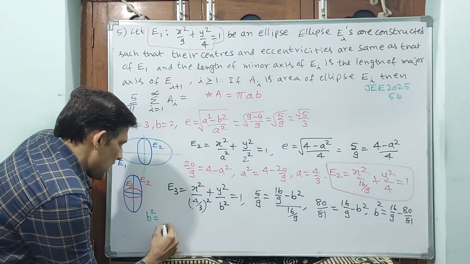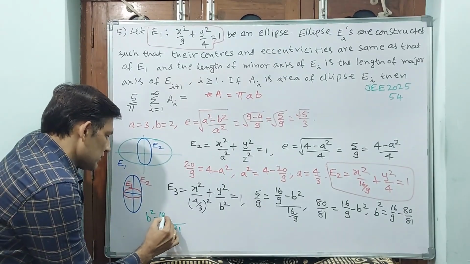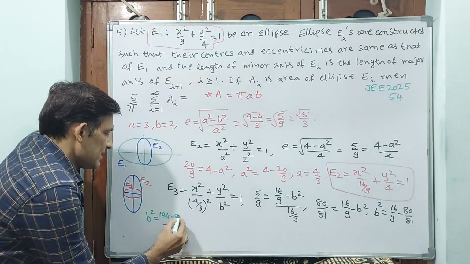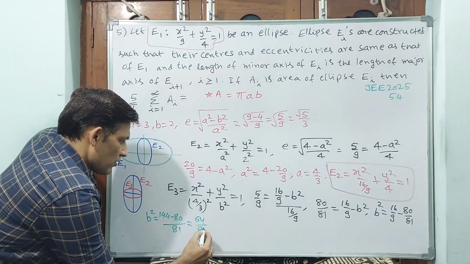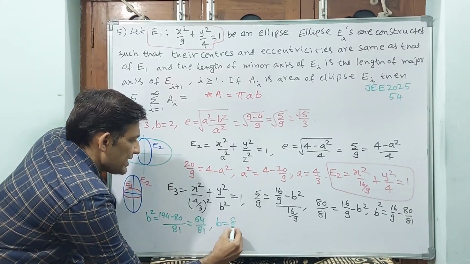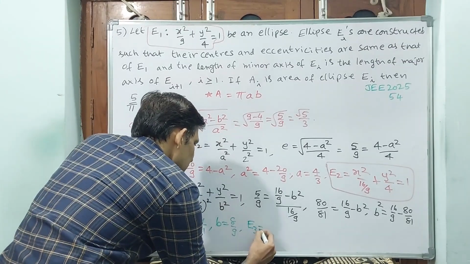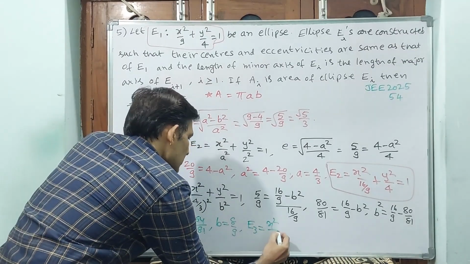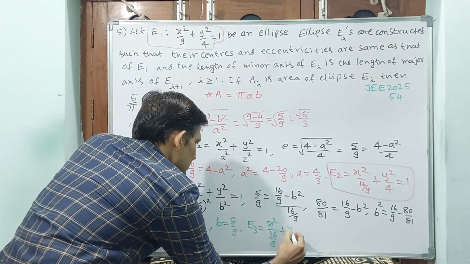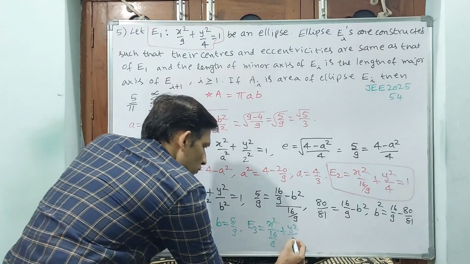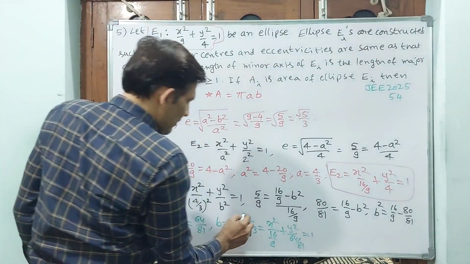B square. See what I am doing. I am taking 81 as the LCM. 9 times 144 minus 80. See, 144 minus 80 is 64. 64 by 81. Then what is b? B is 8 by 9. Okay. Now what is E3 finally? E3, write down. E3 is equal to x square by 16 by 9 plus y square by 64 by 81 is equal to 1. Okay. Now this also I am boxing.